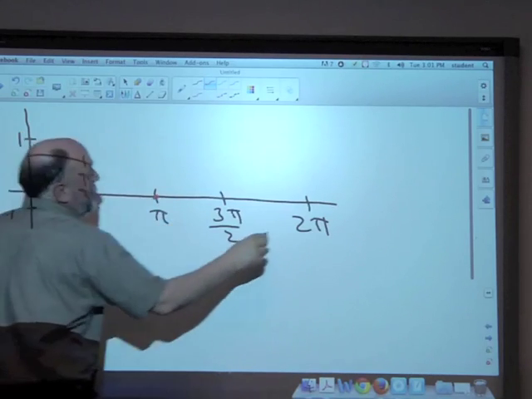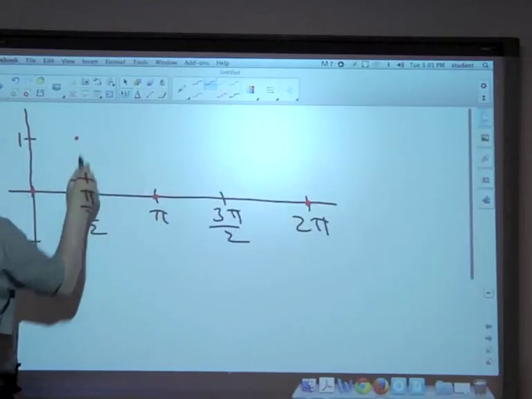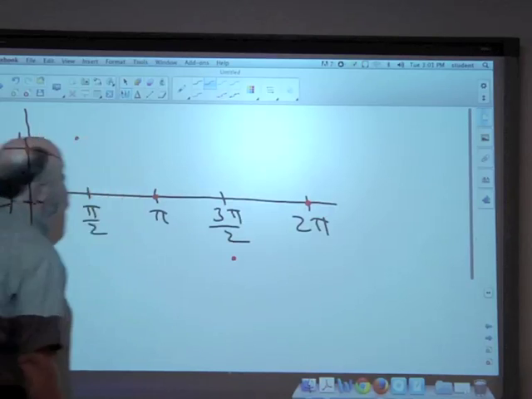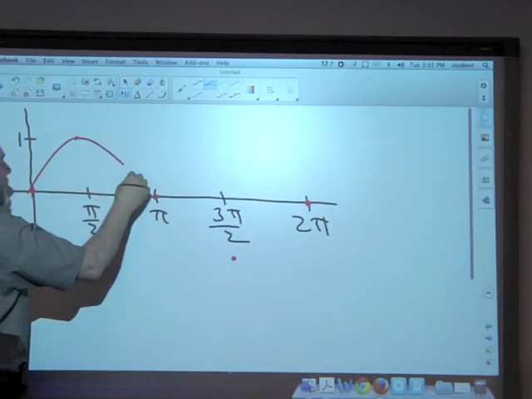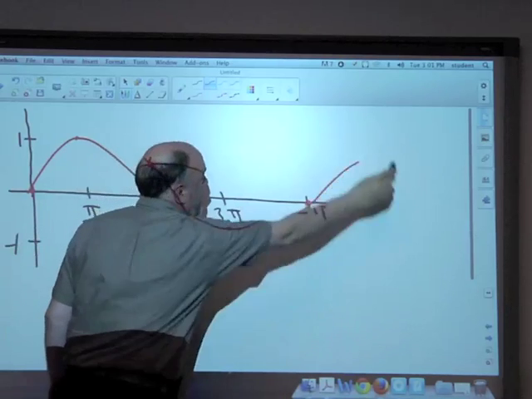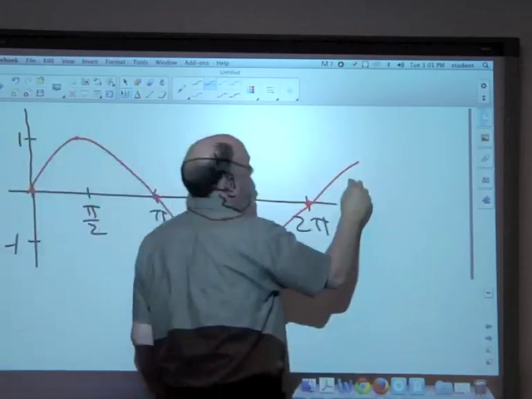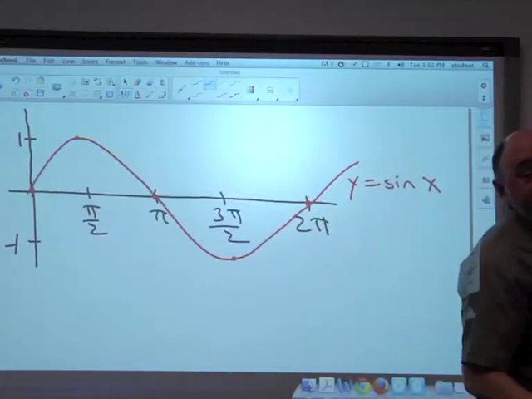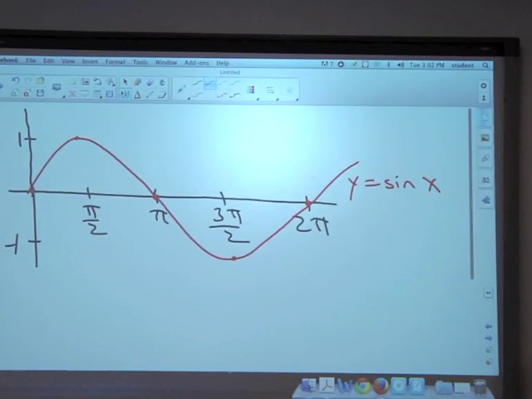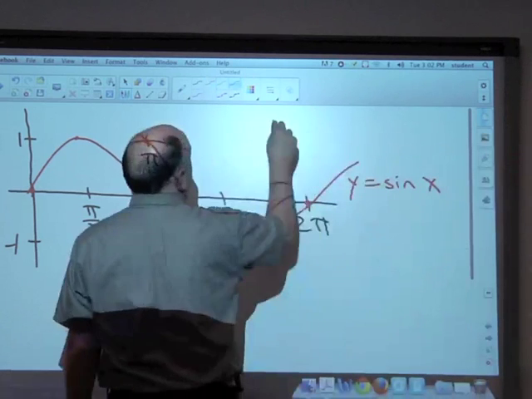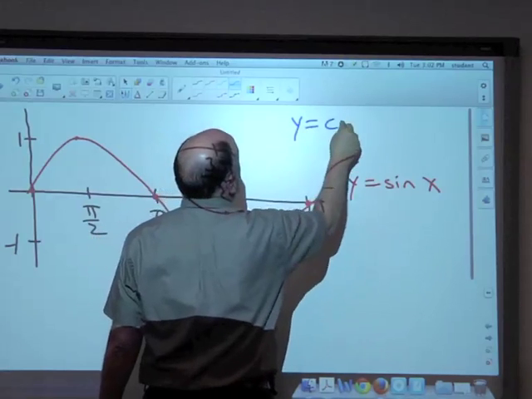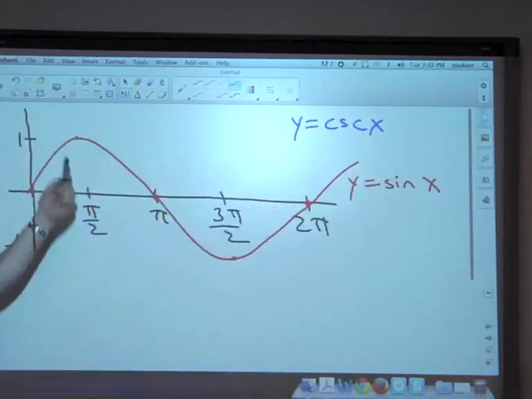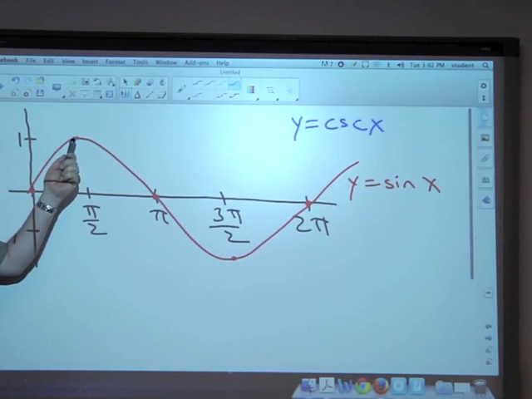There, there, there, up here, and then down here. My basic sine wave looks like that. That's my basic sine curve. Now we're going to draw the cosecant curve. Sine and cosecant are reciprocals of each other. So my blue graph is going to be y equals cosecant of that. Well, let's start here. What's the reciprocal of 1?